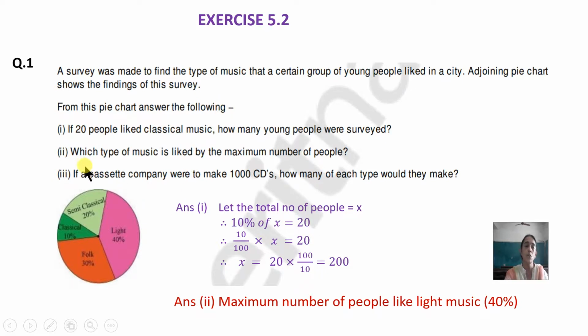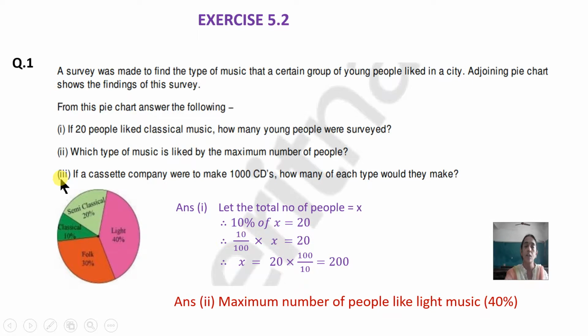Second question is, which type of music is liked by the maximum number of people? Maximum number of people like which type of music? You can see that the maximum part of the circle is covered by light music.